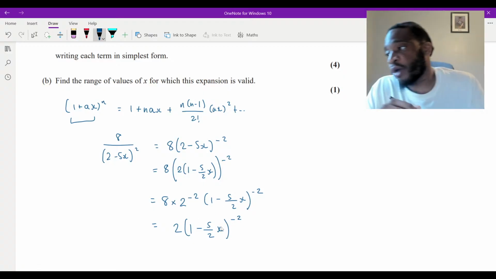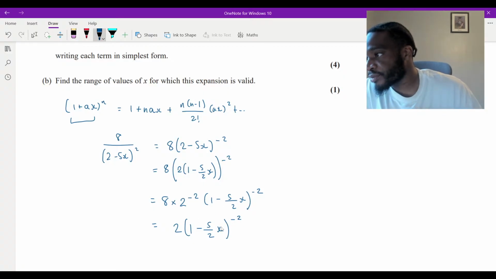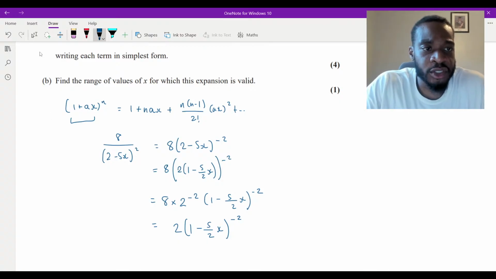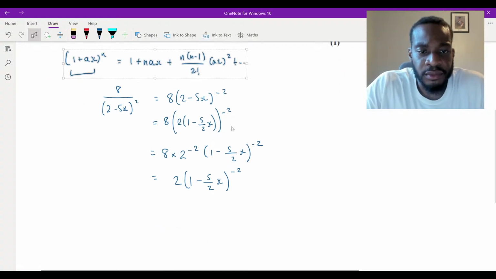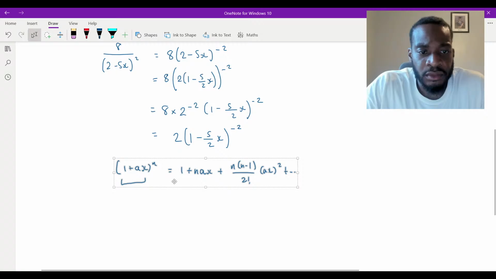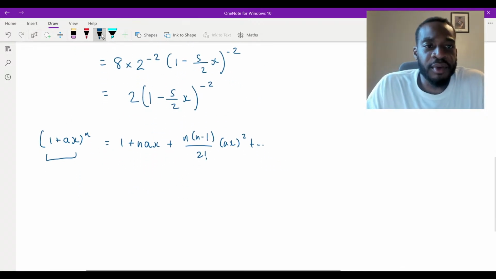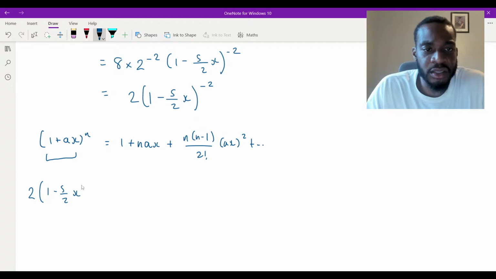So what we need to do now is just apply this formula here, right? So put this formula down here. So it's going to be equal to, so we're going to have a 2 and then 1 minus 5 over x to the power of minus 2. That's going to equal 2 and then a big bracket. And then now I'm going to apply this formula here.